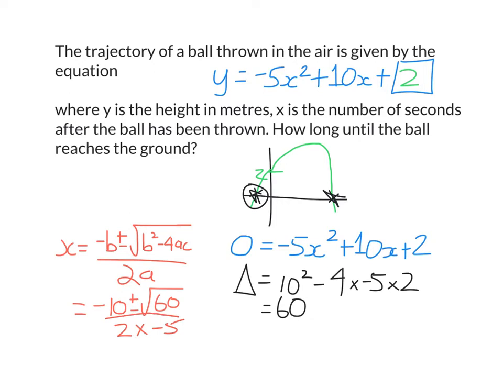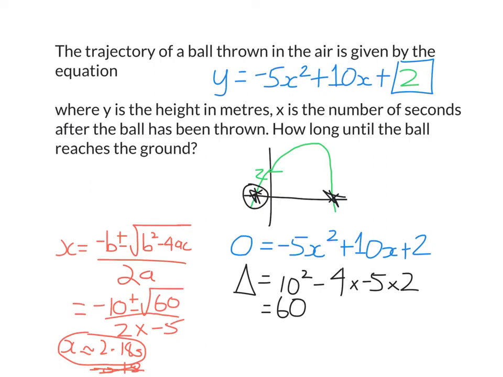If you put these both on your calculator, one solution is about 2.18. The other solution was minus 0.18. And as I said, we're going to reject this solution because we can't have negative time. So it would take about 2.18 seconds for the ball to hit the ground.